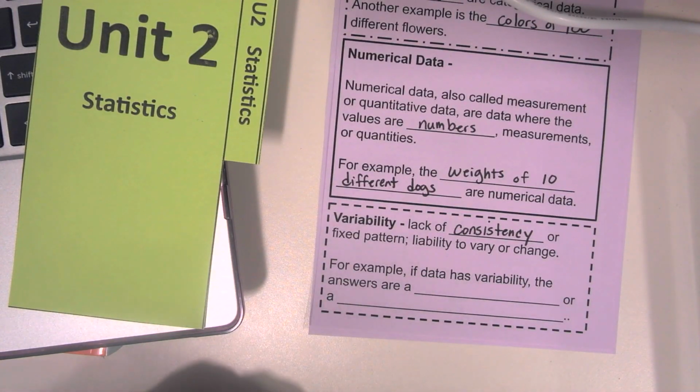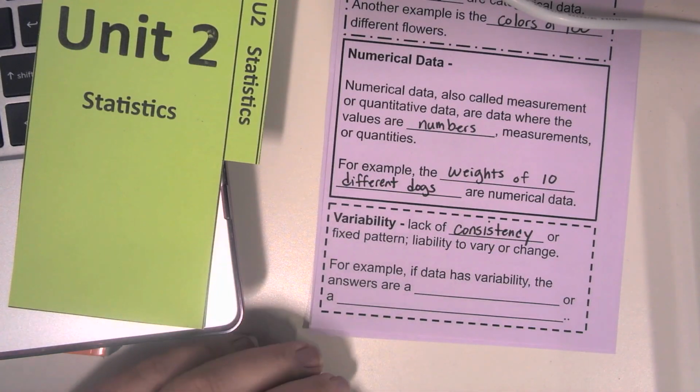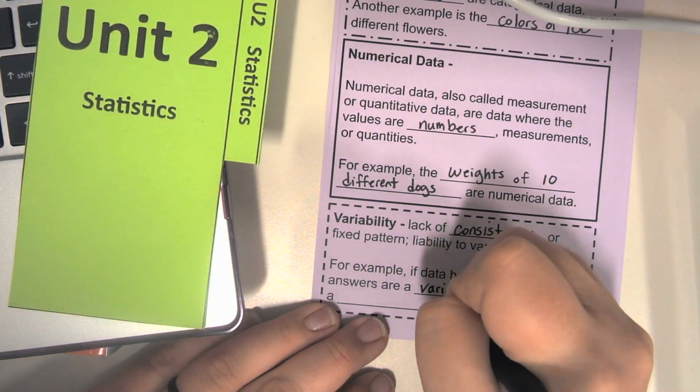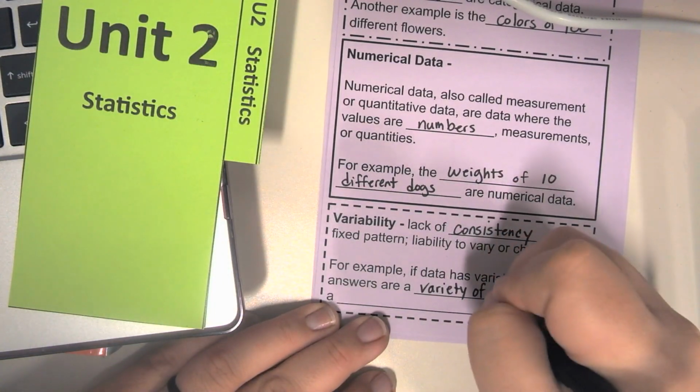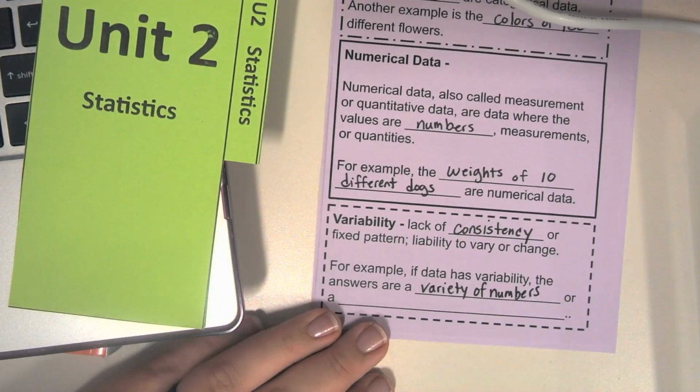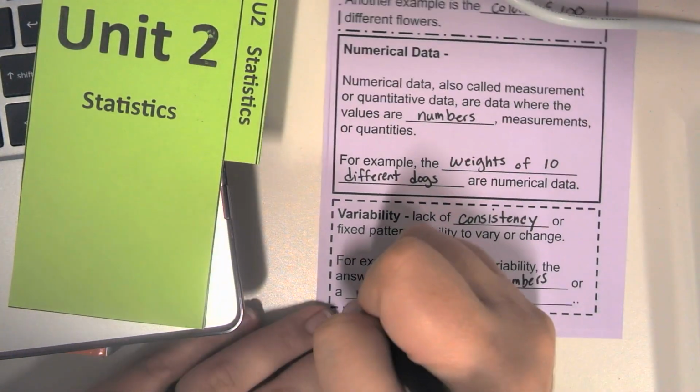So for example, if data has variability, the answers are a variety of numbers if it's numerical data, or they might be a variety of categorical values.